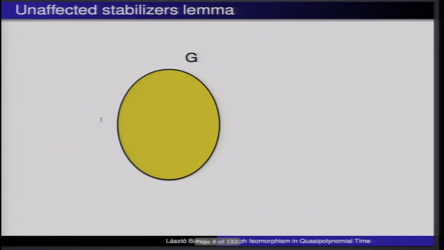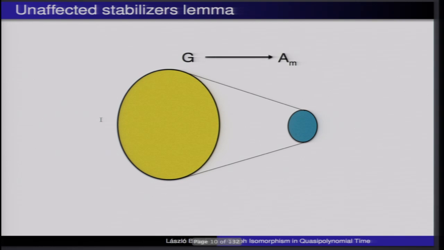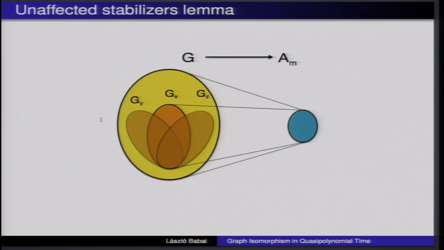Let me illustrate it. Here is the group G. Here is the alternating group of degree m onto which it maps. Here is the stabilizer, that's a subgroup. And that subgroup can well still map. This is the situation when x is unaffected. Let's look at a few unaffected points. Let's look at all of them. Then their stabilizers intersect in the pointwise stabilizer of all unaffected points. And even that will then map onto the alternating group.